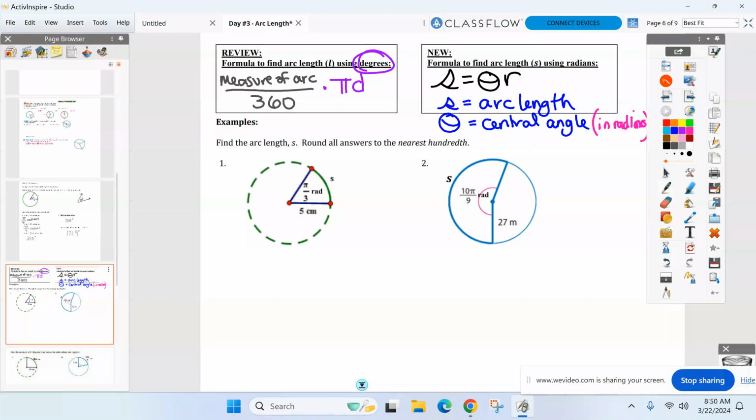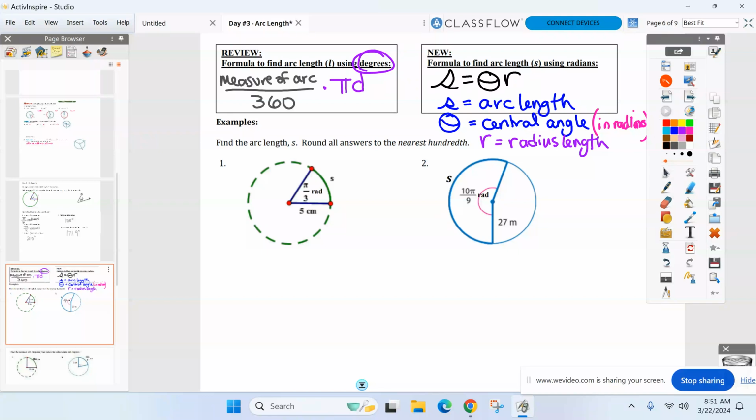And then what do you think R represents? Something we've been talking about. It's in a circle. Radius length, yep. So there are two formulas to find the length of an arc. One formula from yesterday if the angle is in degrees. One we're going to use today if the angle's in radians. So here we go with number one.